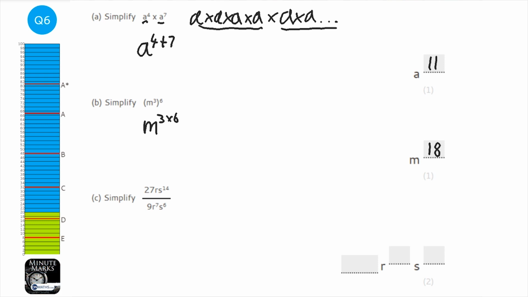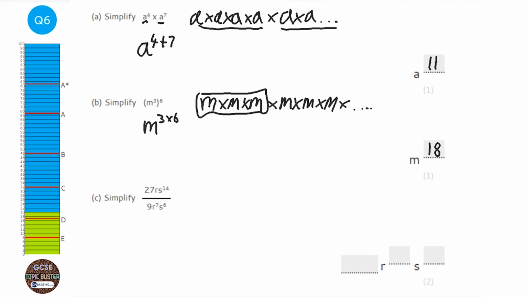This next one is m to the power of 3, which is m times m times m, and we're timesing it by itself 6 times. So we're going to do m times m times m times m times m times m times m times m times m. We're going to do that 6 times. So 1, 2, 3, 4, 5, 6. So in total we will have 18 m's together.